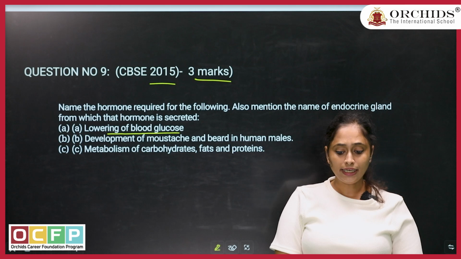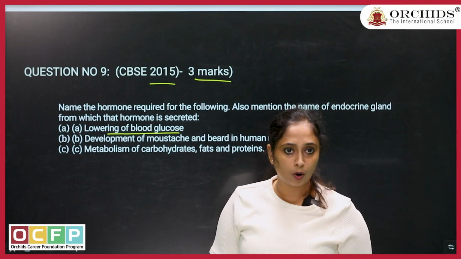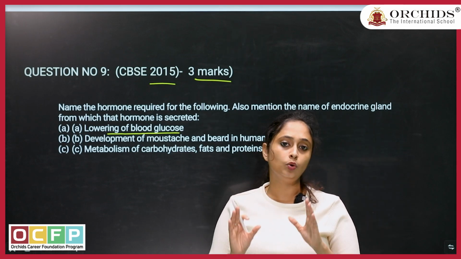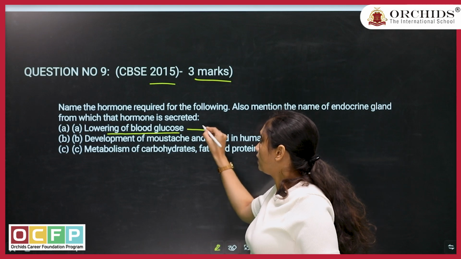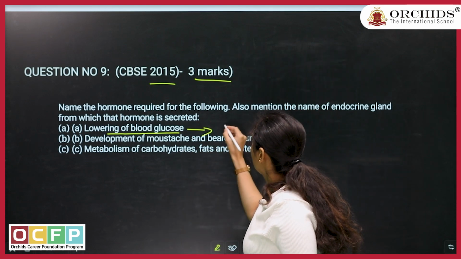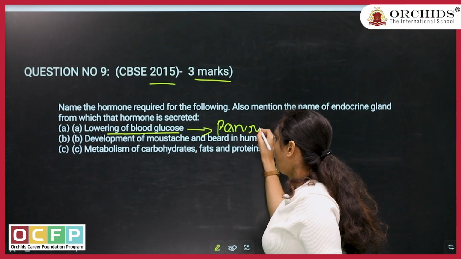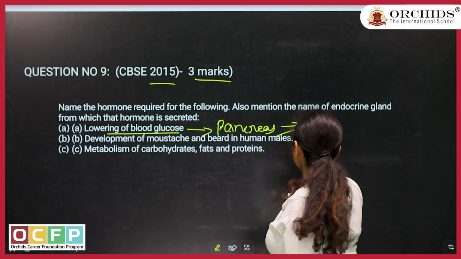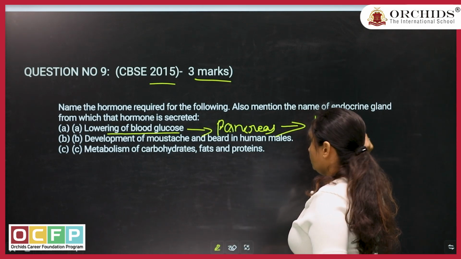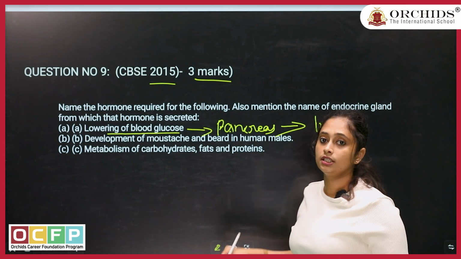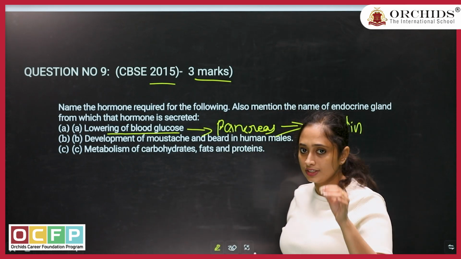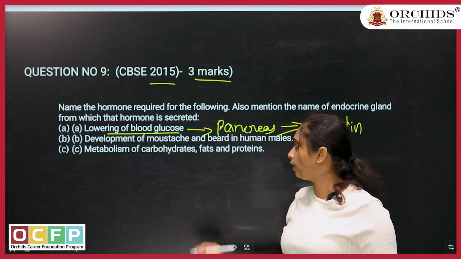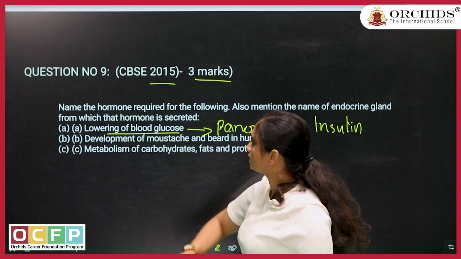Lowering of blood glucose means a gland which is present in our body is releasing a hormone which is controlling or maintaining the glucose level. The name of that gland is pancreas. What is the gland name? It is pancreas, and pancreas is releasing the hormone which is known as insulin. So the hormone which is controlling the sugar level in your body is insulin, and the gland which is releasing the insulin hormone in your body is pancreas. Now move to the next question.